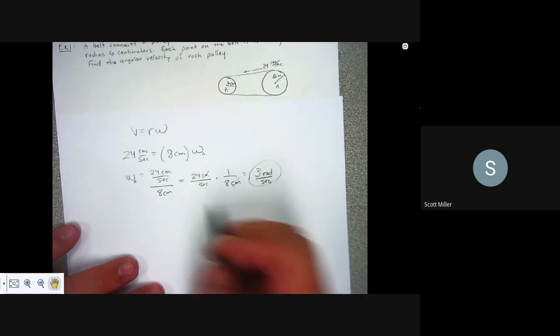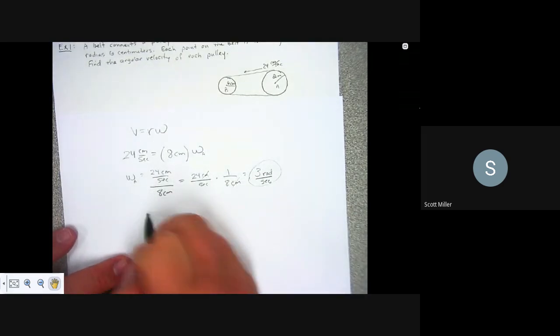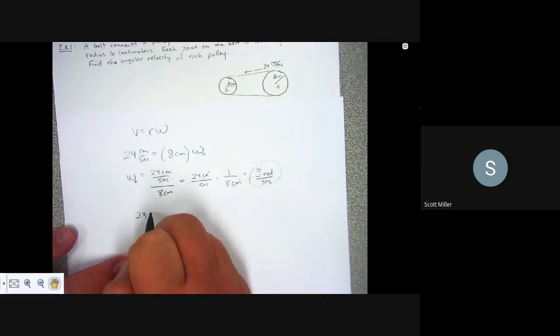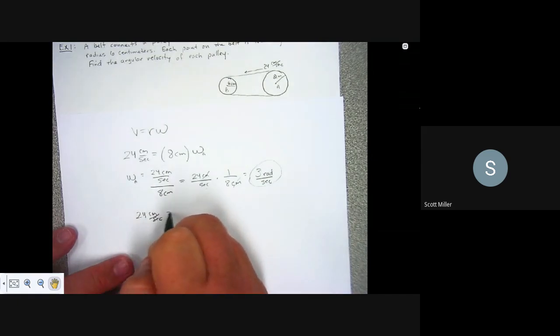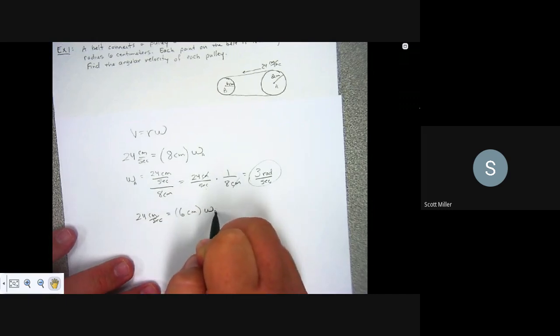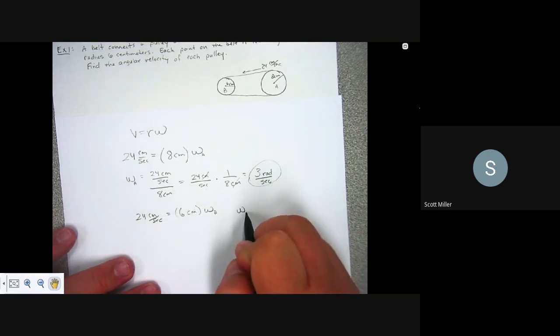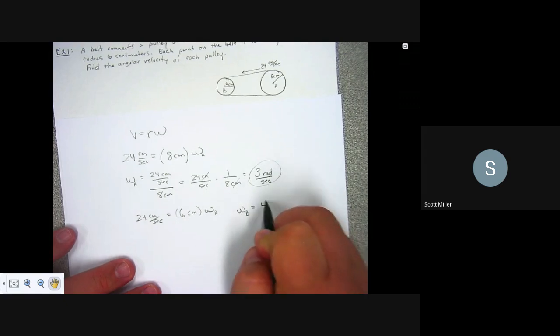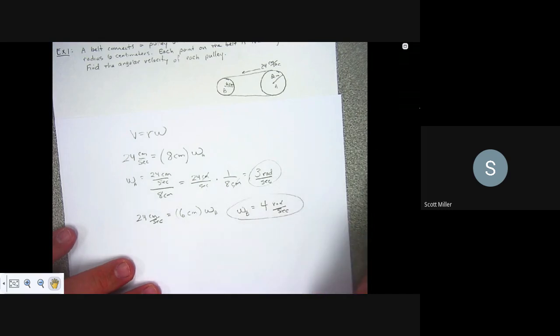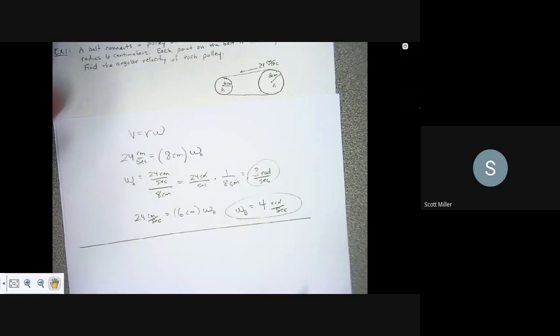We can do the exact same process again for circle B. I'm not going to do all this again. For the second one, we have 24 centimeters per second and this one is 6 centimeters, circle B. If I divide by 6, I'm going to get a 4. So the angular speed for circle B is 4 radians per second. And that is the first question. Let's go down and look at the next question.